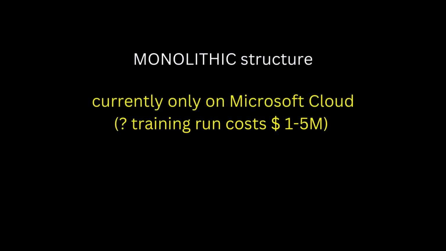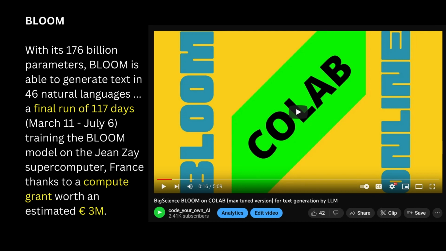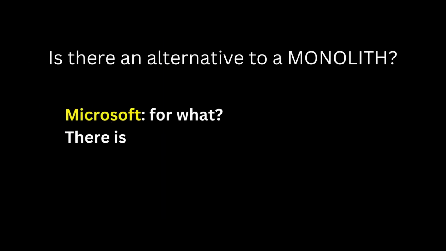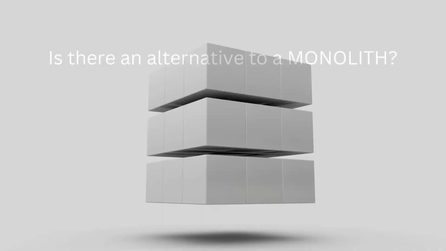So why this monolithic structure? Why only on Microsoft Cloud? Because it includes everything. Bloom, for example, ran 117 days in France and it cost about 3 million. So is there an alternative in Microsoft for what? Microsoft Cloud is for everybody.